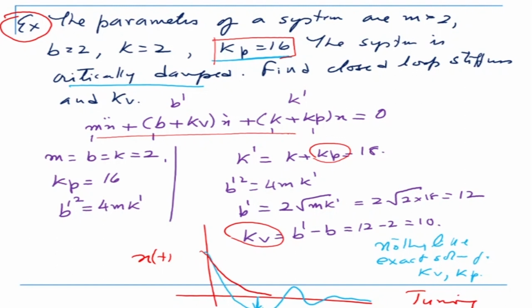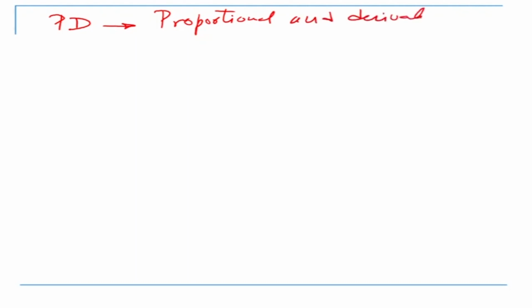You just have to experimentally try different values of kp, look at the response of the system, and then decide whether it is okay or not. If it is okay, then it's great. If it's not okay, then you change it. Now, this kind of control system is basically a PD controller. We talked about a PD controller, or proportional and derivative controller.